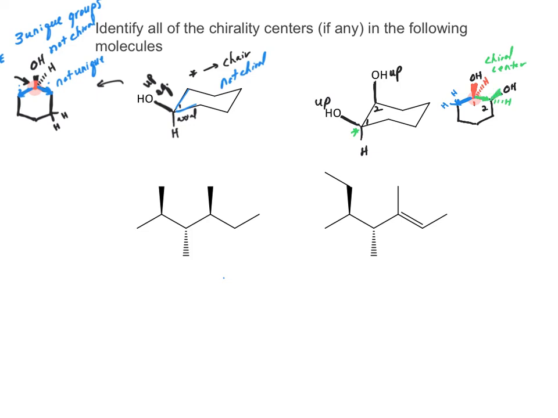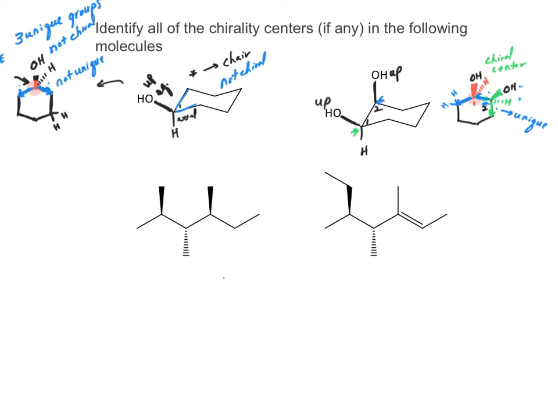And same thing for carbon 2, right? We've got our OH, we've got our hydrogen, this is 1, 2. This path is different than this path, right? So because those paths are different, these are unique groups. And so we get 1, 2, 3, 4 unique groups. So again, this is a chiral center as well. Okay, so you get 2 different chiral centers in that molecule.